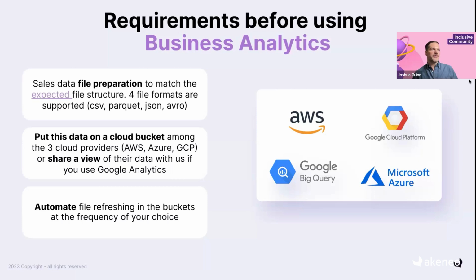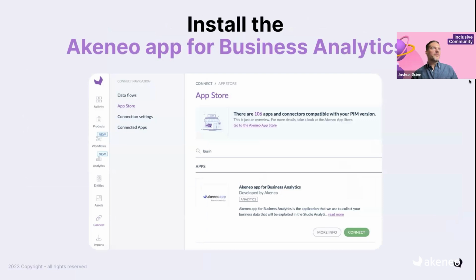So AWS, Azure, Google Cloud. You also can share a view of the data if you use Google Analytics. And of course, you want to make sure that you're automatically refreshing those as well. We will pick this up every day at 6 UTC, which is about 2 in the morning Eastern Time US. So that's when this will refresh for you.